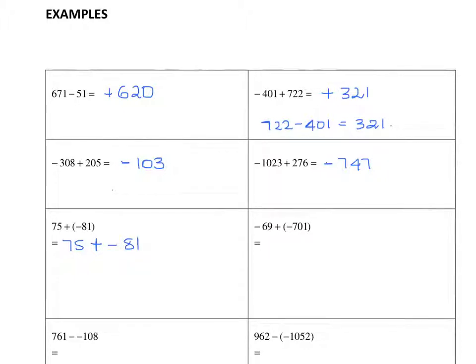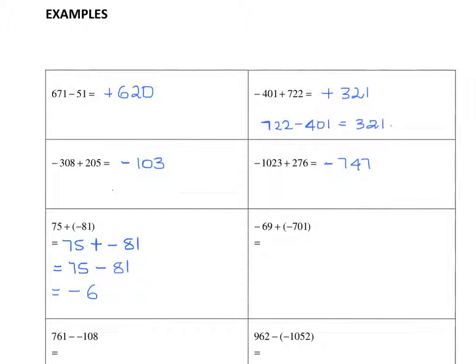Now we have a double sign, which we must now simplify. The two signs are different, so hence it's going to simplify to a negative sign. So now we have 75 subtract 81. The larger number is negative, so hence the answer will be negative. The difference between the two numbers is 6.